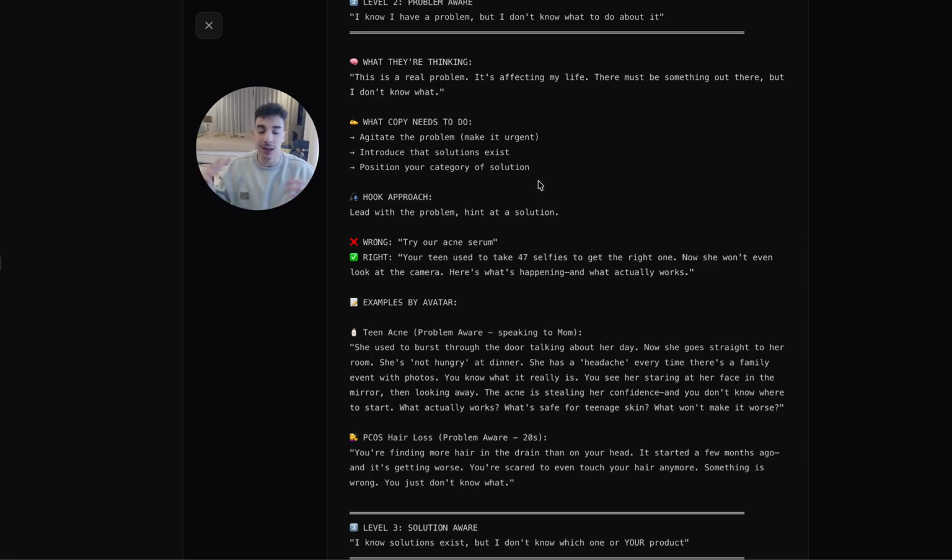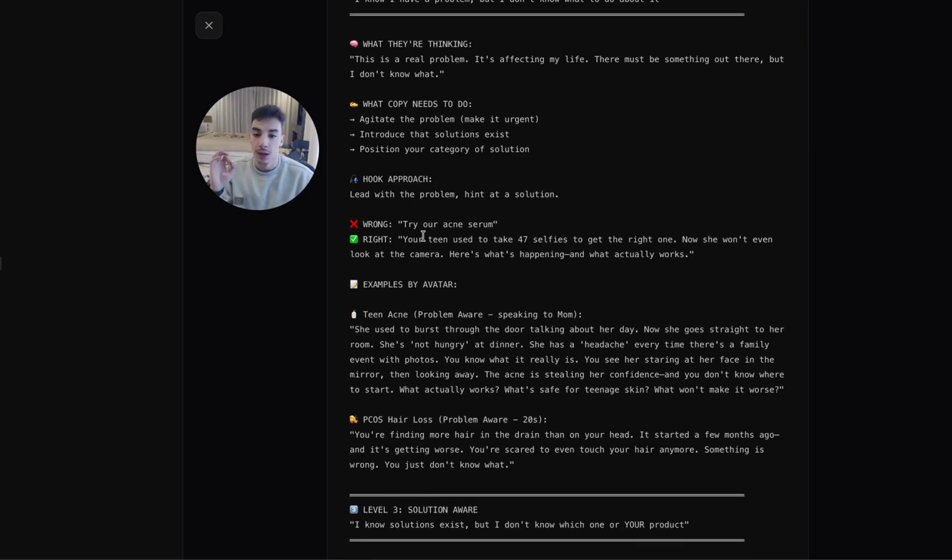Agitate the problem, make it urgent, introduce that a solution exists, and position your category of solutions. They assume a solution exists, they didn't search for it, but they think there is one. So they need to understand the problem, you agitate them, then here is the solution for it. So lead with the problem, hint at solutions.